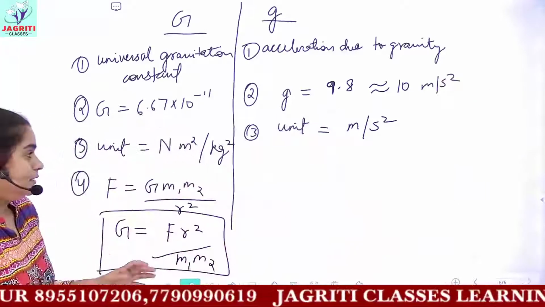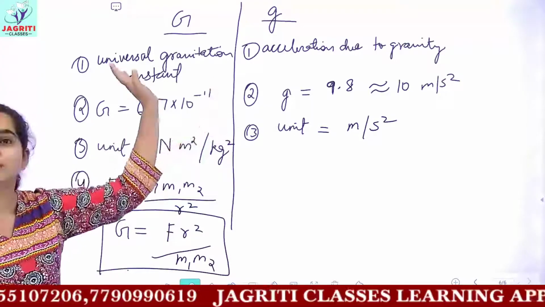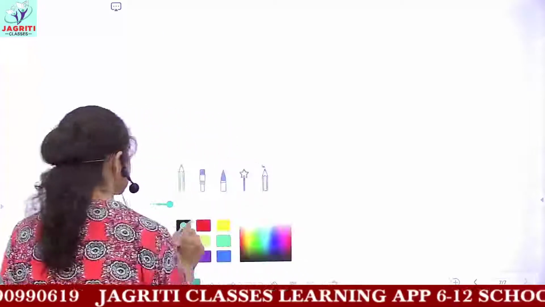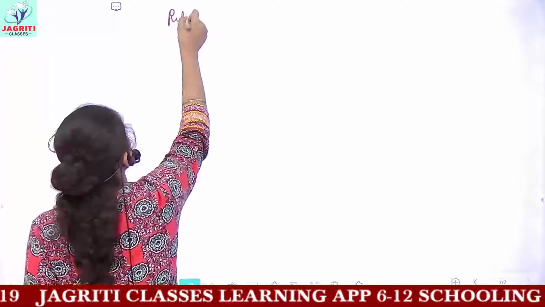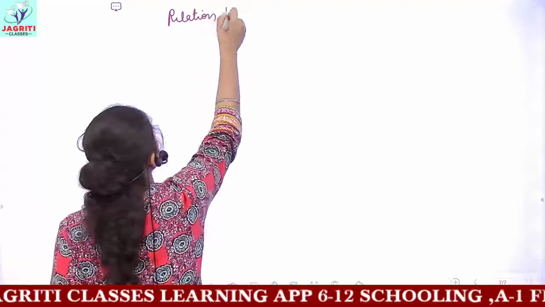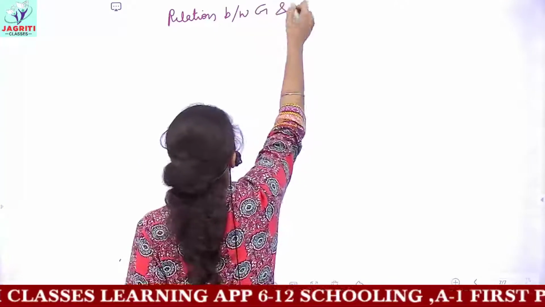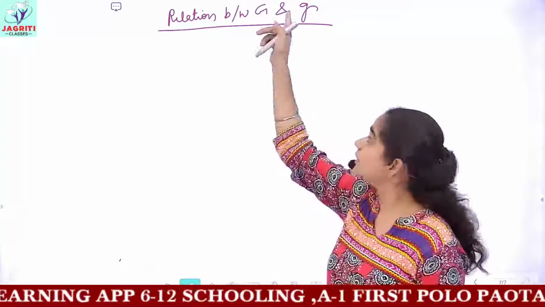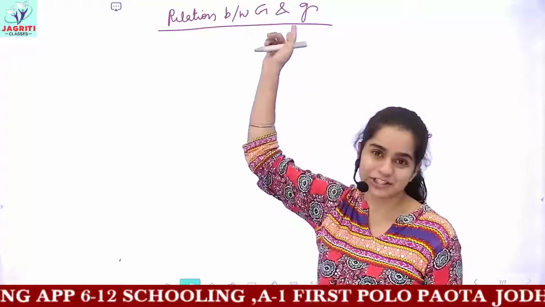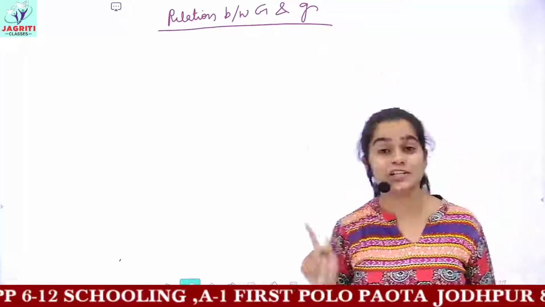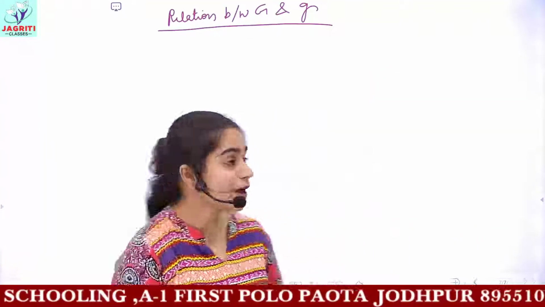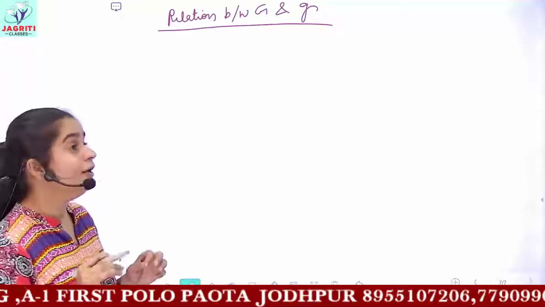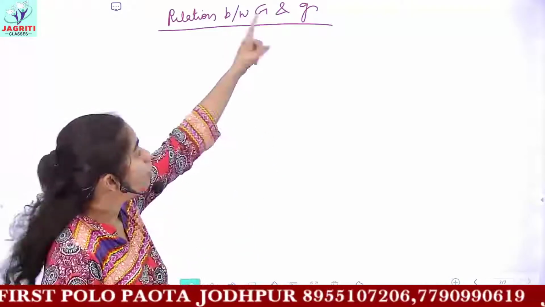Okay, so now you have this difference between the terms capital G and small g. And now again we are discussing a very important concept, that is the relation between capital G and small g. That is, the relation between the universal gravitation constant and acceleration due to gravity. So now let's see what kind of relation, which formula we have that relates both the quantities with each other.